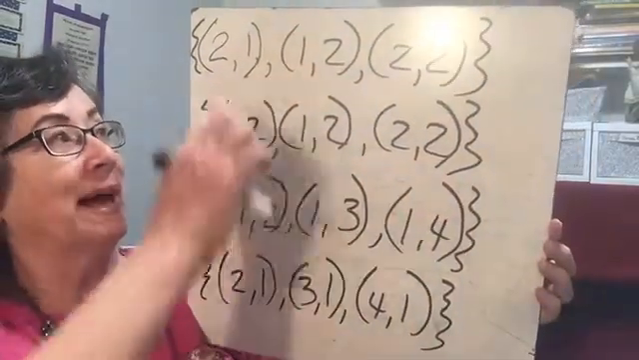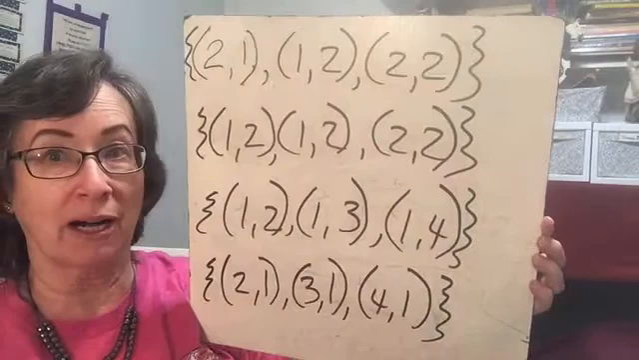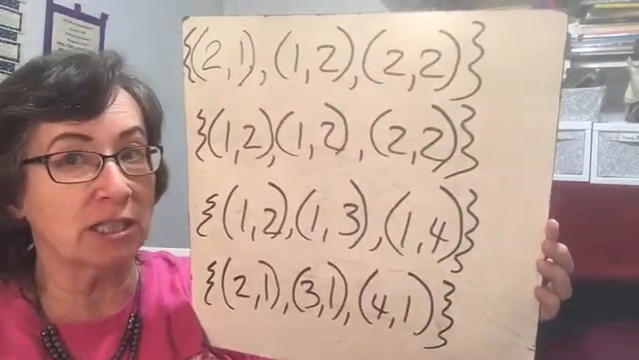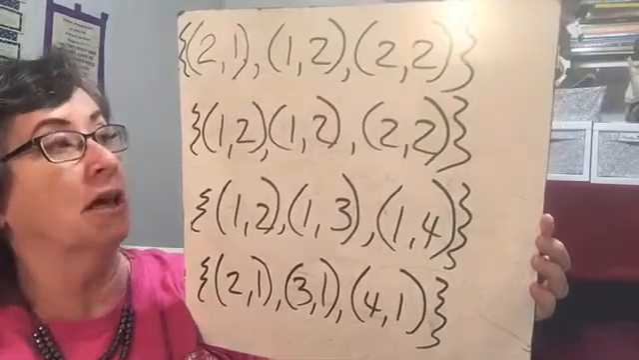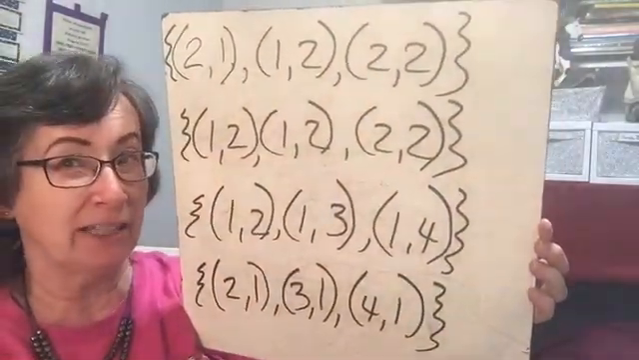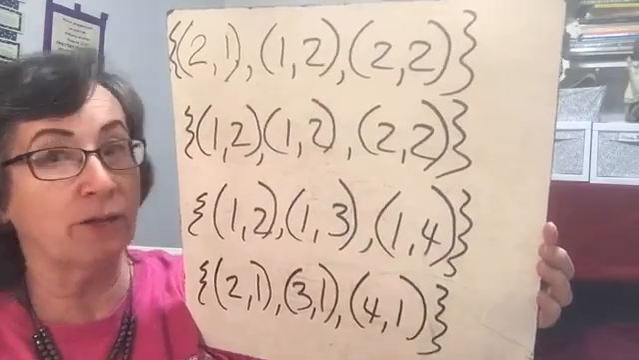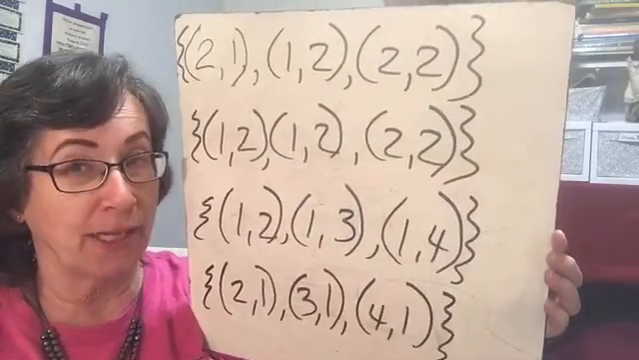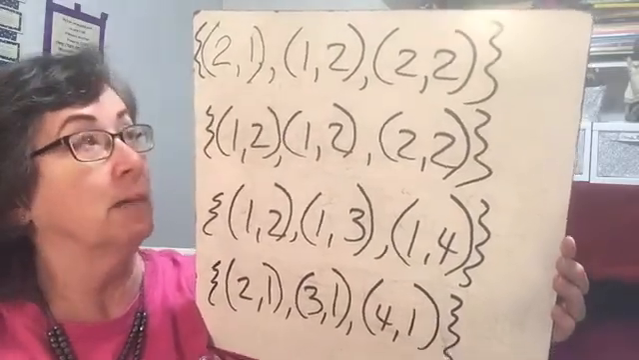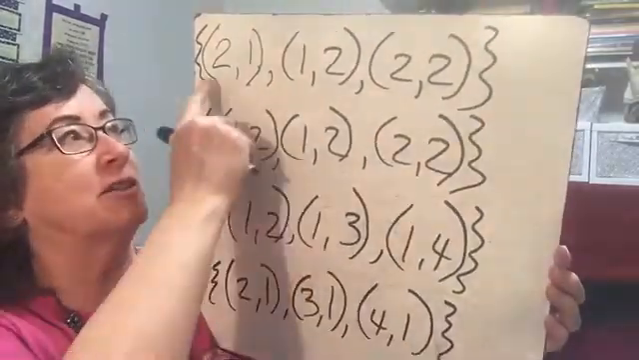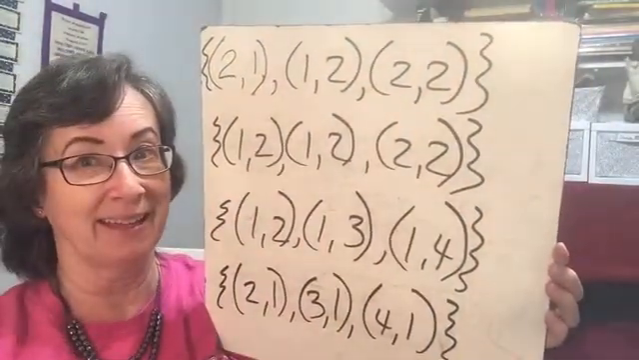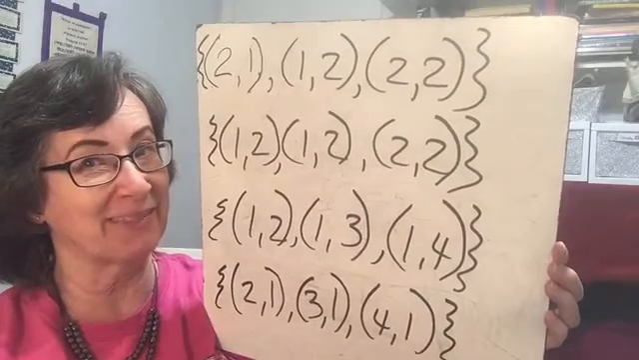Okay, so we have 1, 2, 3, 4 separate sets of ordered pairs. And we're going to say, are they functions or are they not functions? We know each one of them are relations because each one is just ordered pairs, and every ordered pair has an input and an output. And that's all that is required of a relation. But are they also functions? Okay, (2, 1), (1, 2), (2, 2). What do you say? This is your practice problem. What do you think?